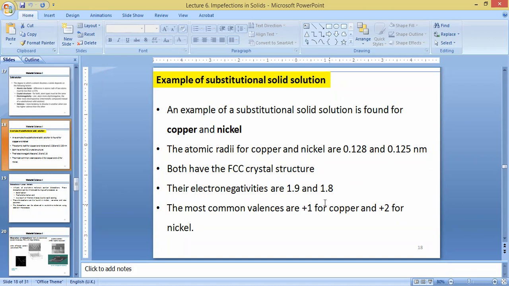So copper usually occurs as +1, and nickel will be +2. So there'll be that difference in valence.